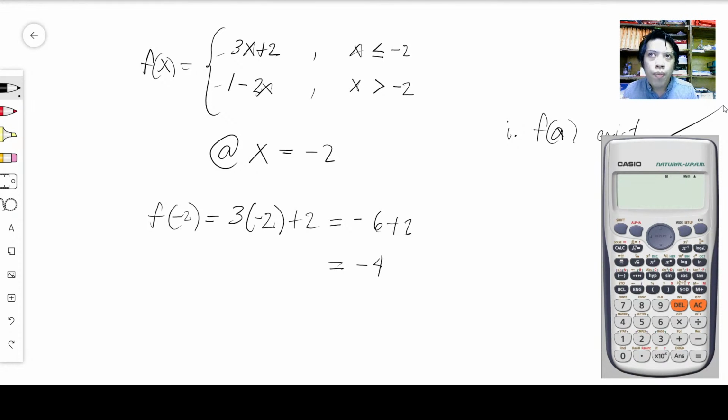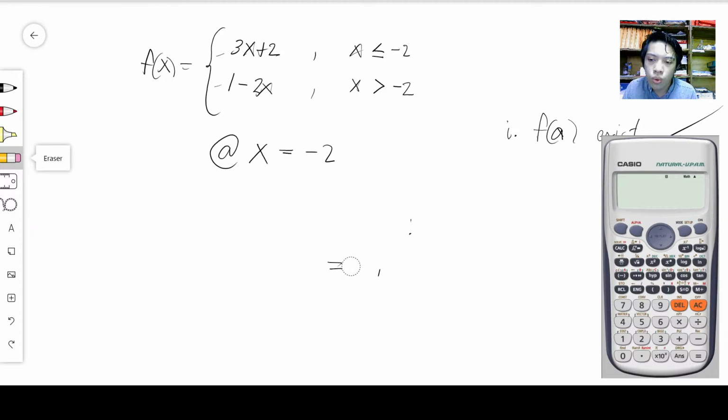The second criteria is that the left hand and right hand limits must be equal. This means the limit of that function as x approaches a must exist. For this case, a is equal to negative 2, so the limit must exist. Let us try to understand whether it exists. Since this is a piecewise function, the easiest thing to do is to find first the left hand limit and the right hand limit.